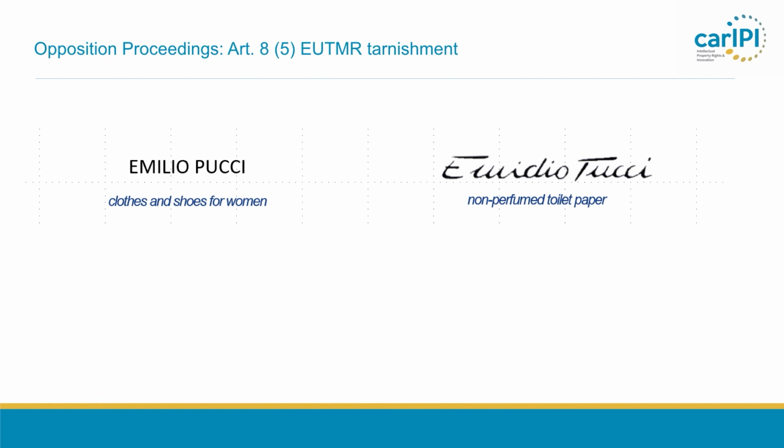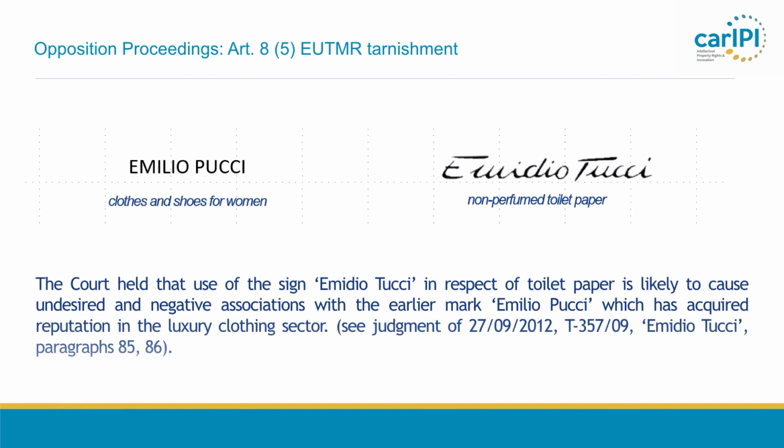And then the last example for tarnishment, we had a case with a reputed trademark Emilio Pucci for clothing, and then Emilio Tucci for perfumed toilet paper. And here the court found that the use of Emilio Tucci, that is so similar to Emilio Pucci, for the toilet paper, can cause undesired and negative association with the earlier mark, which acquired reputation for luxury clothing. So here the tarnishment was confirmed.